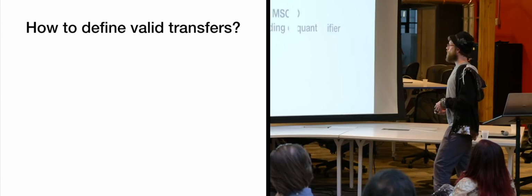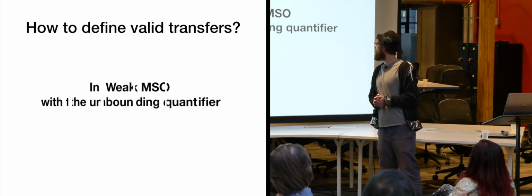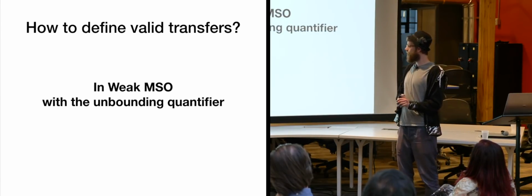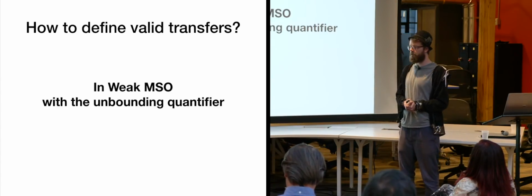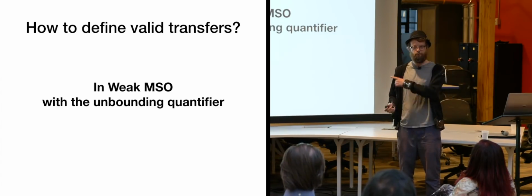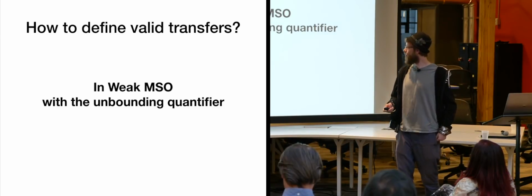Okay, and so I propose that we use weak monadic second order logic with the unbounding quantifier. And you're all engineers, I'm sure you're all familiar with this stuff. So, raise your hand if you've heard of this stuff. Okay, that's a bad joke. Of course, we're not going to do that.